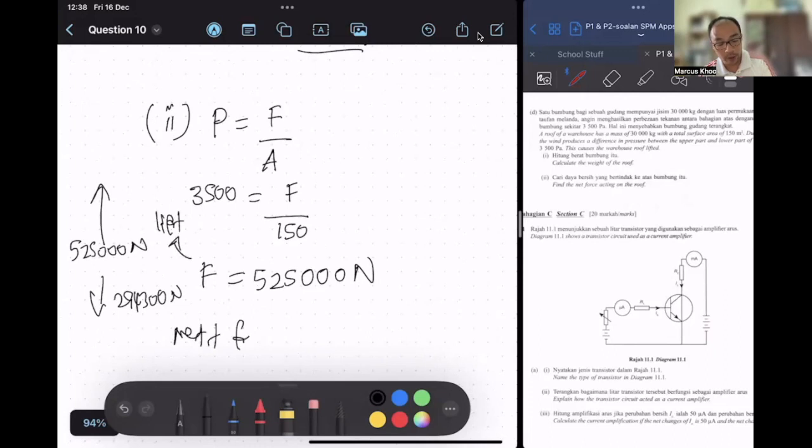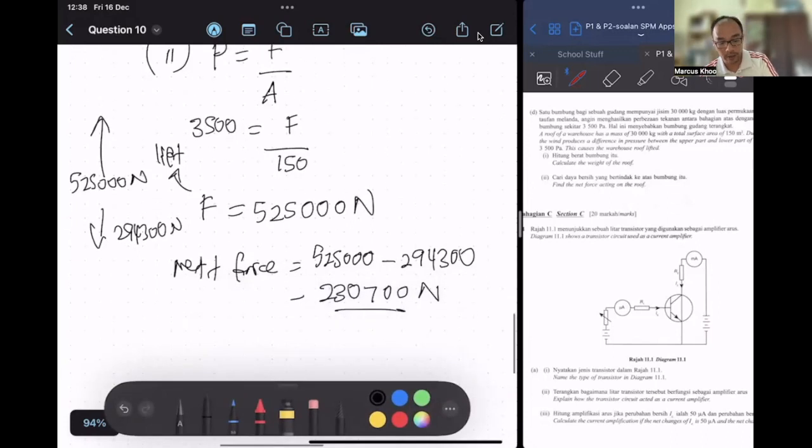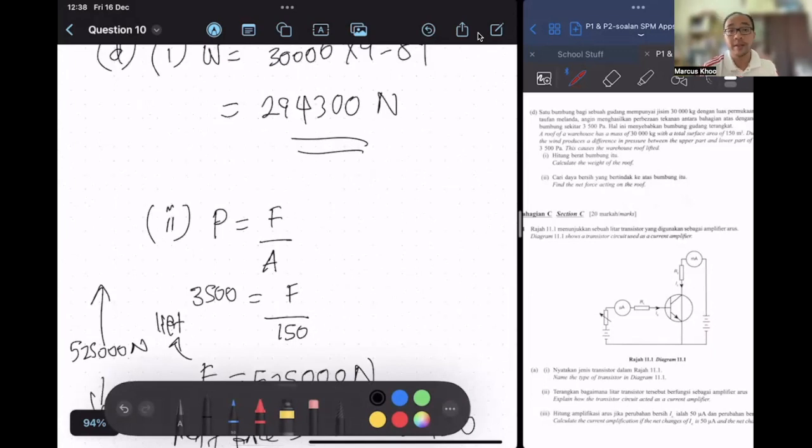So the net force is the lift force minus the weight, which is 525,000 minus 294,300, which will give you 230,700 newtons, which is the answer to this. Quite interesting. This is a very interesting question. Never seen it asked this way before.